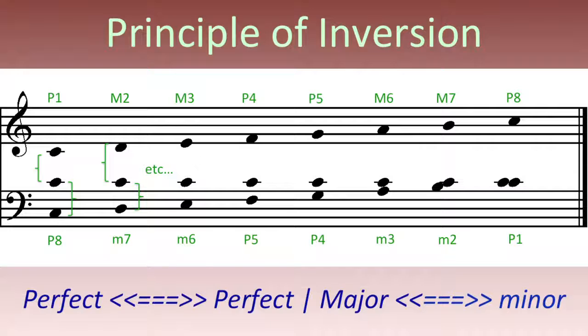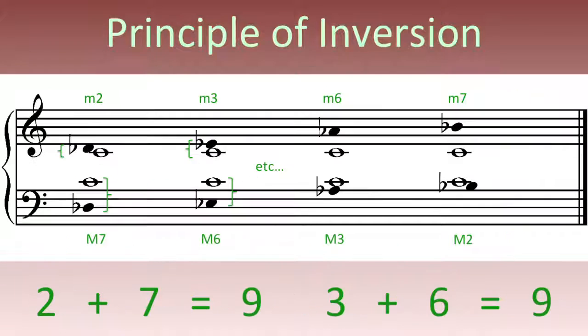Principle of inversion. When inverted, perfect consonances remain perfect, and major intervals become minor. Listen to the upper intervals again. Now their inversions below. Practice playing and naming each of these intervals on your keyboard. Regardless of key signature or accidentals, minor intervals always become major when inverted.